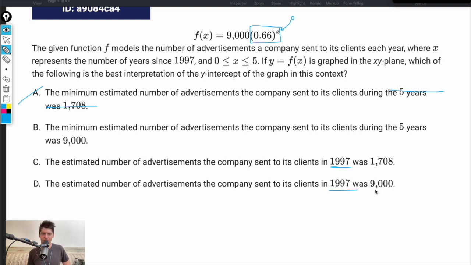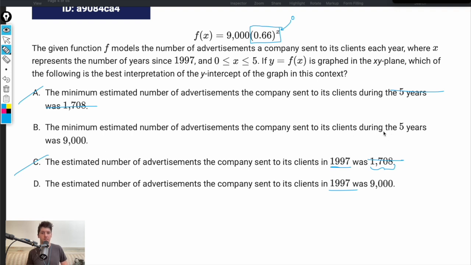And this answer is flat out wrong, right? It's not true that we're going to get this value in 1997. It's just not going to happen, because when x is 0, we're in the year 1997. And when x is 0, this function is 9,000 times 1. Okay?